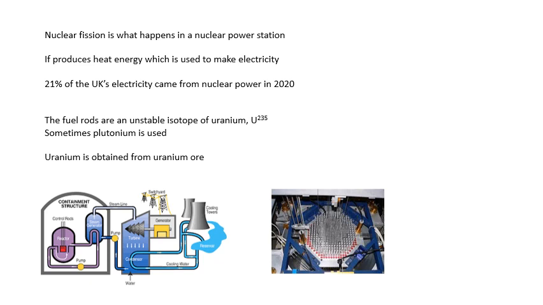Okay, the fuel that it uses is an isotope of uranium, uranium-235. Sometimes they use plutonium in a certain type of reactor, but nearly always it's uranium-235. And you get that from uranium ore, which you dig out of the ground. There are some countries around the world which have uranium ore.